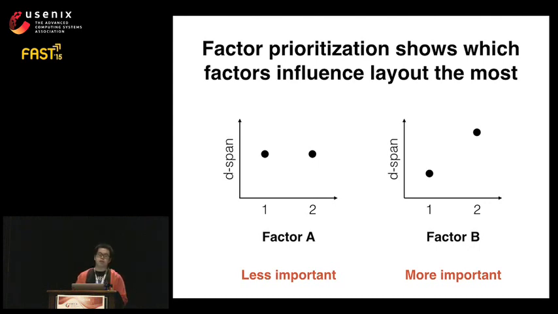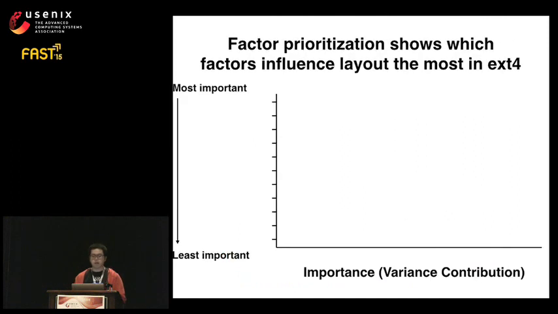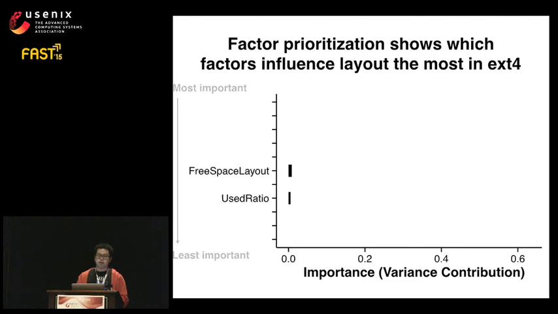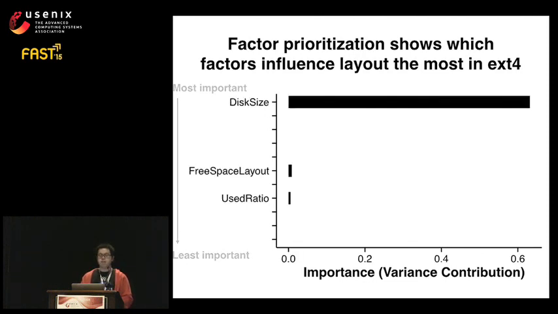So by factor prioritization, we can get a ranking of all the factors that tells you which factor influences the data layout the most. Now I'll show you the ranking. People may expect the fragmentation and the use ratio of the disk to be the most important factors, but it turns out they are not. Instead, we find disk size is the most important factor.